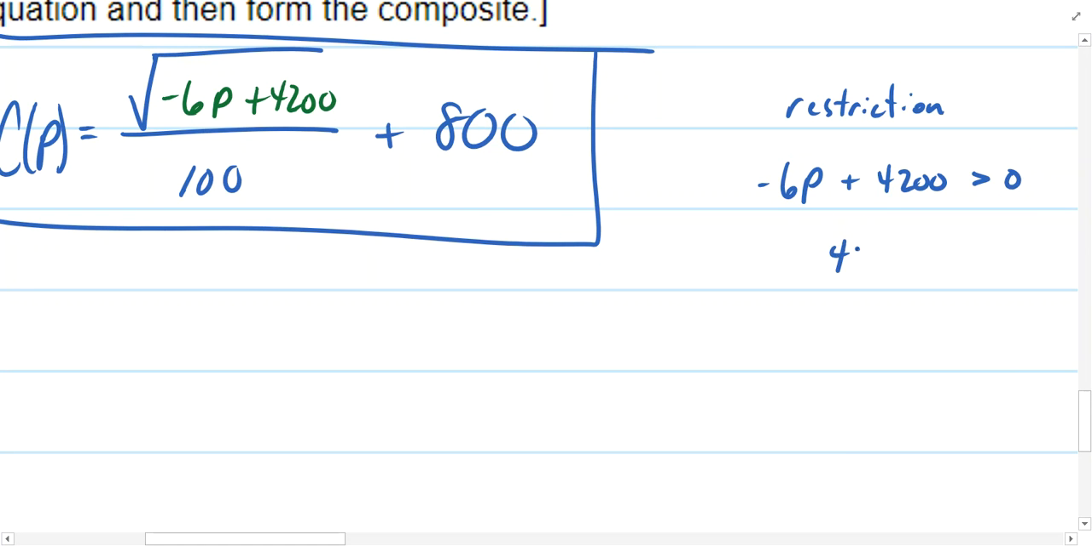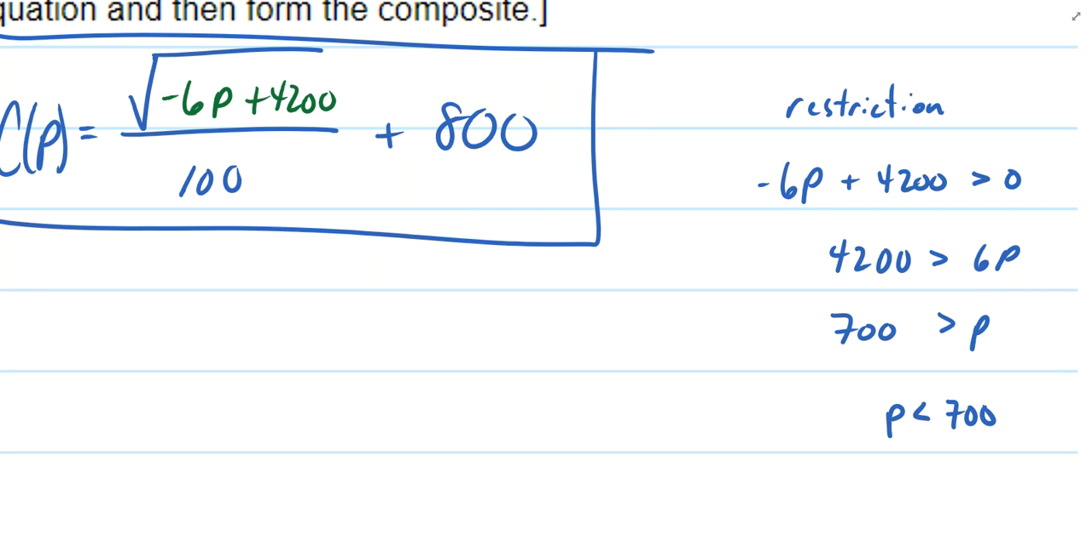So what I'll probably do is take this negative 6P and add it to both sides, and so now I've got 4,200 must be greater than 6P. Then I divide both sides by 6. And be careful here, you don't want to go changing your signs just yet. We know that P has to be less than 700. So we can switch both sides now. P must be less than 700. Although I think I misspoke. We can take the square root of 0. So it's okay if I say that this expression is greater than or equal to 0. And so P must be less than or equal to 700.